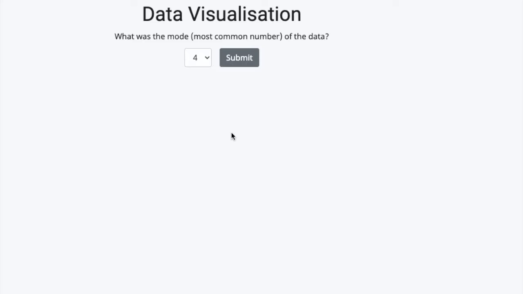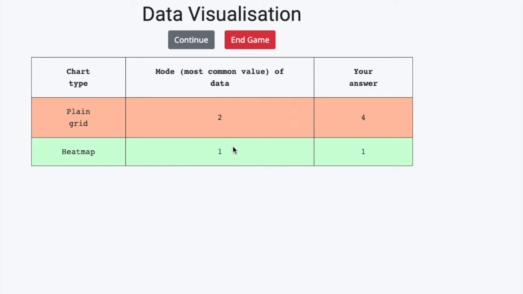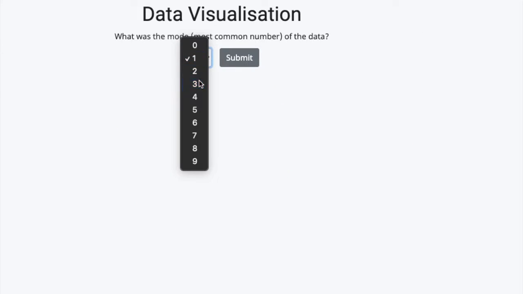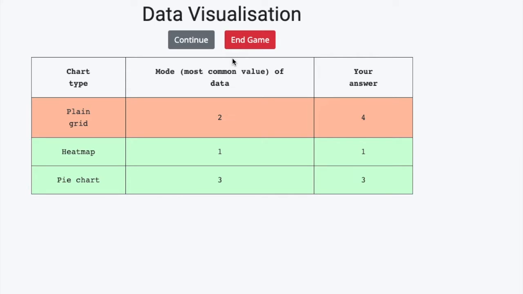Now it's highlighted, and I think it was 1, but not all the numbers were highlighted differently. Okay, so the highlighting did help me. Let's try it again. Pie charts are really hard to read. I think it's 3. Yep, I got that one right.